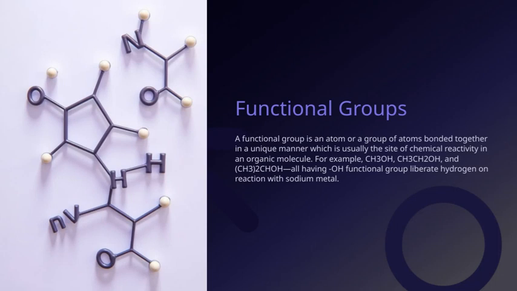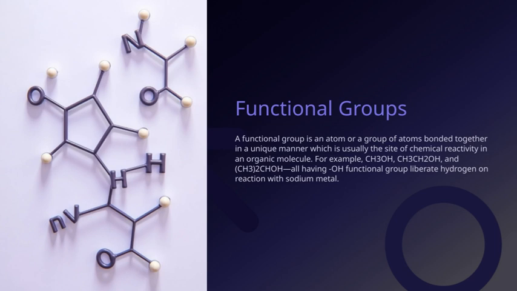A functional group is an atom or a group of atoms that are bonded together in a specific way, and this is usually where the chemical reactivity happens in an organic molecule. For example, in molecules like CH3OH, CH3CH2OH, and CH3CH2CH2OH, we see the OH functional group. These compounds all have that hydroxyl group, and what's interesting is that they all tend to release hydrogen when they react with sodium metal.